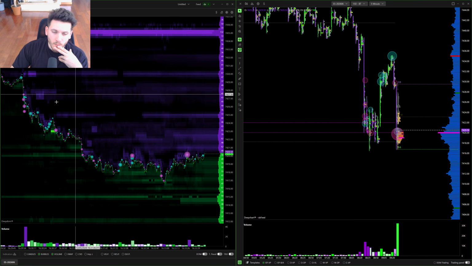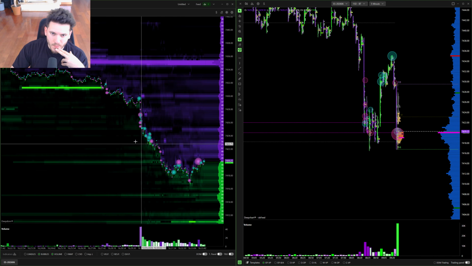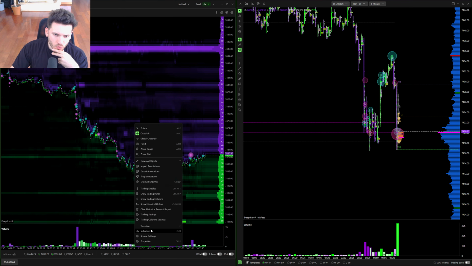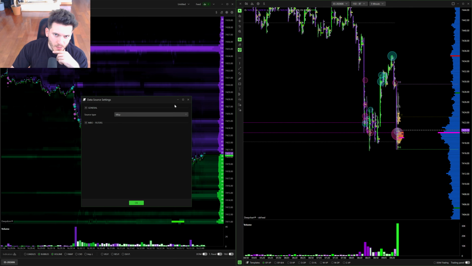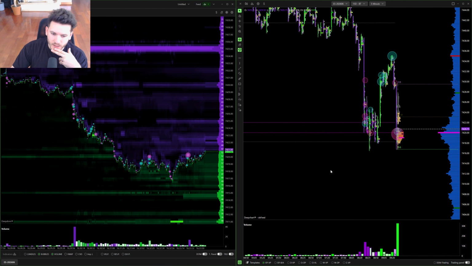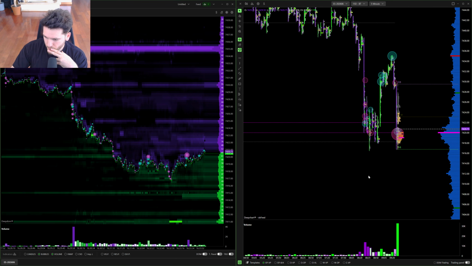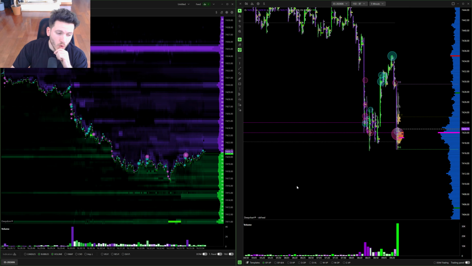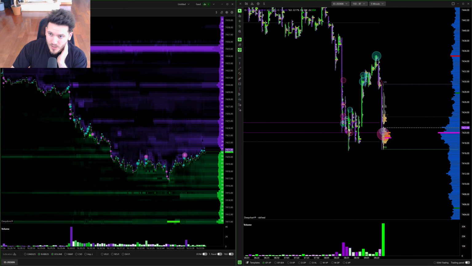And this is Deepdom on its, let's say, basic version. If I'm correct, my source should be MBP for now. Yes, we're looking at an MBP order flow for now. In the next few sections, we're going to also see an MBO-based order flow.